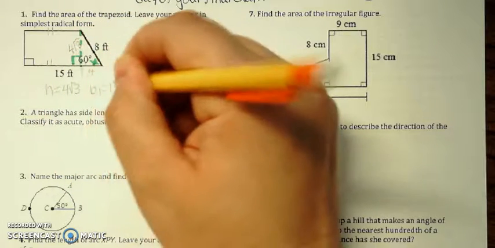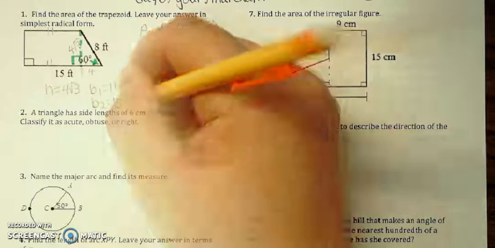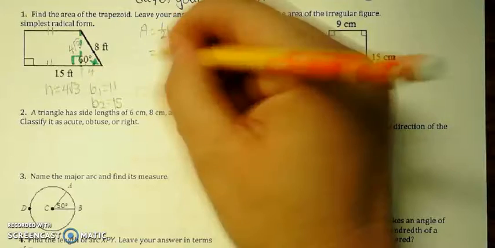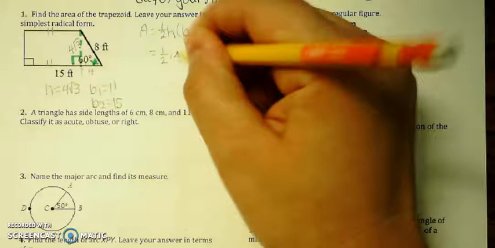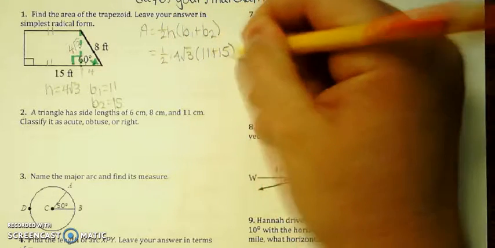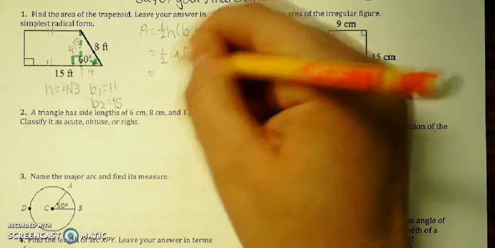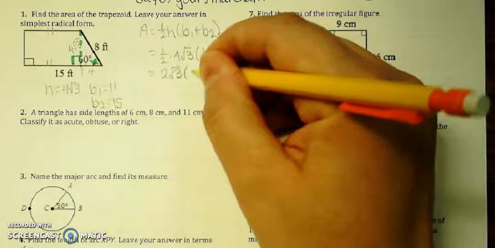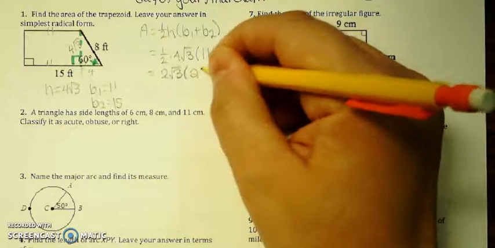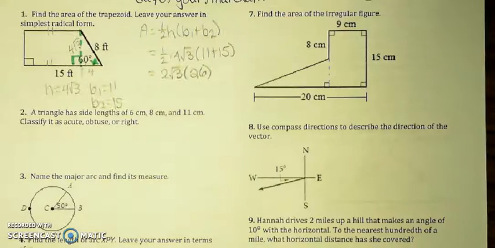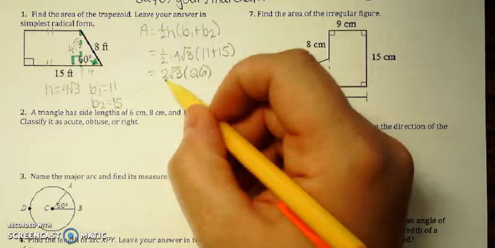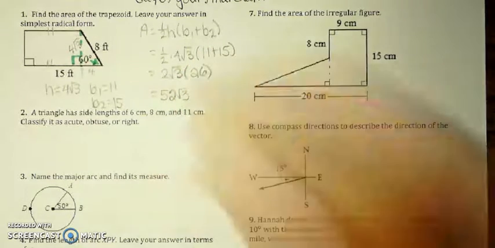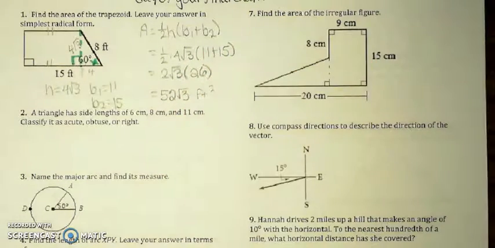One of the bases is 11, the other base is 15, and it really doesn't matter which base you label which, but we're going to just go ahead and plug this into the formula. So 1/2 times 4 roots of 3 times 11 plus 15. And here I'm just going to simplify a little bit. Half of 4 is 2, so this would be 2 roots of 3. And if I add 11 and 15, we're going to get 26. And really, if I want to leave it in radical form, what I can do here is multiply 2 by 26. So that would be 52 roots of 3, and we got feet squared for area here.